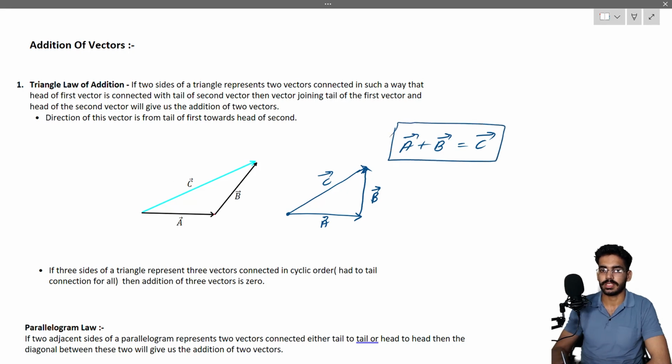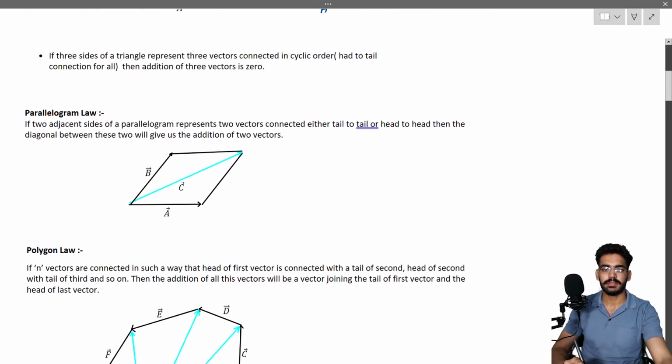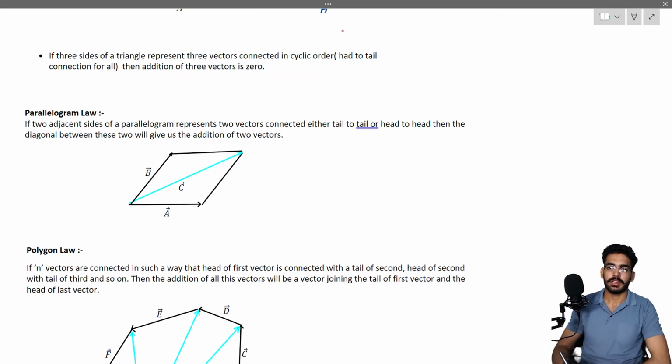That is c. So that's how a plus b equal to c vector. This is your first triangular law of addition. Okay, next thing which we have is parallelogram law. It's an extended version of triangular law.